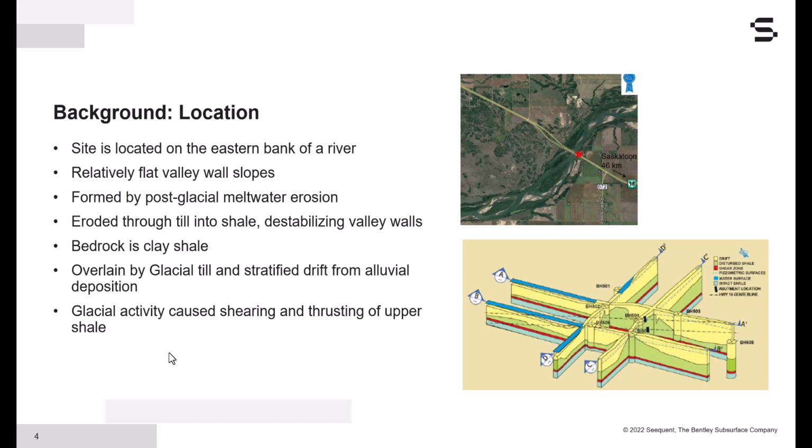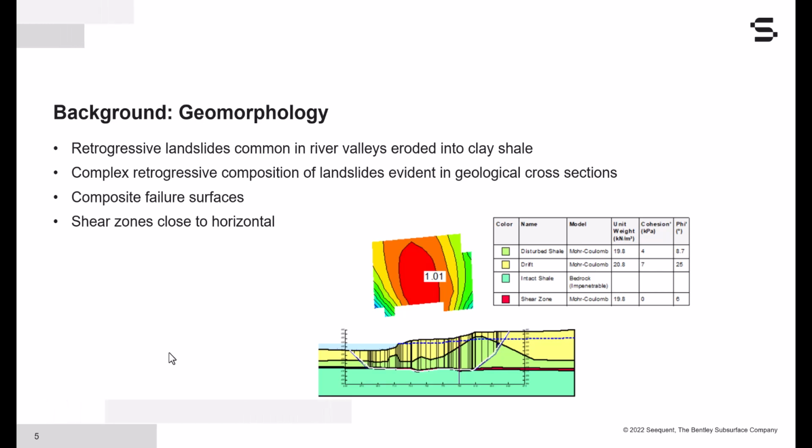The red material on the cross-section represents the shear zone at the interface between the intact bedrock and the overlying disturbed shale. As noted, these landslides are common in river valleys eroded into clay shale. Their key features include relatively flat valley wall slopes, composite failure surfaces, and a horizontal shear zone. The material properties that you'll see in the following analyses are taken directly from the authors' paper and were determined from a combination of laboratory testing and back analysis.